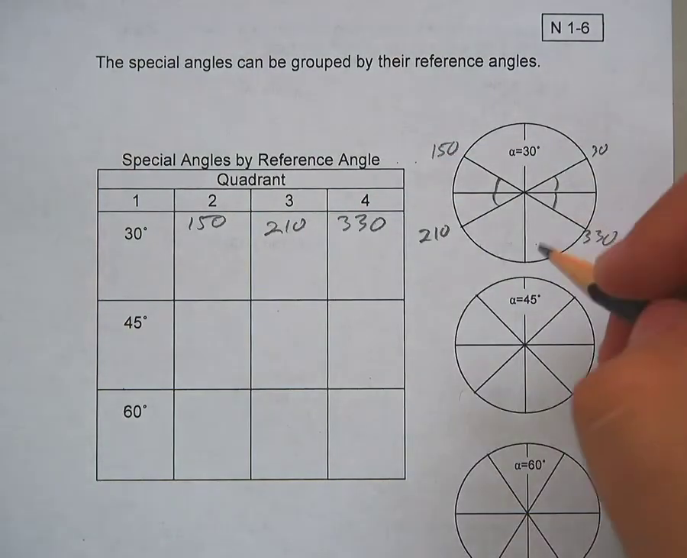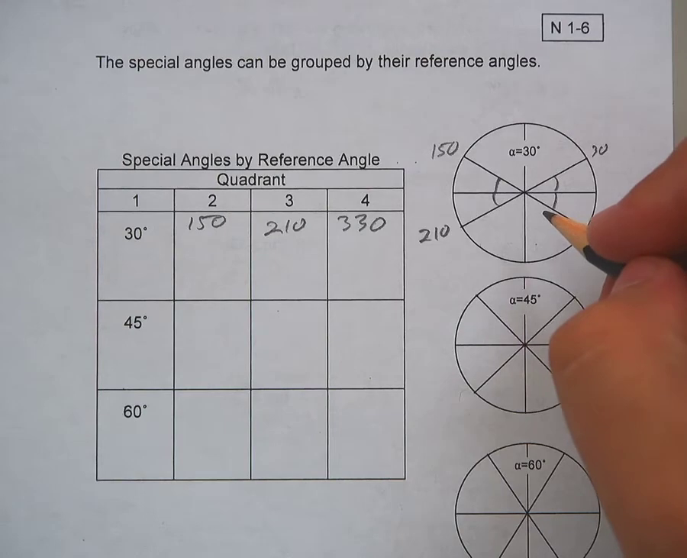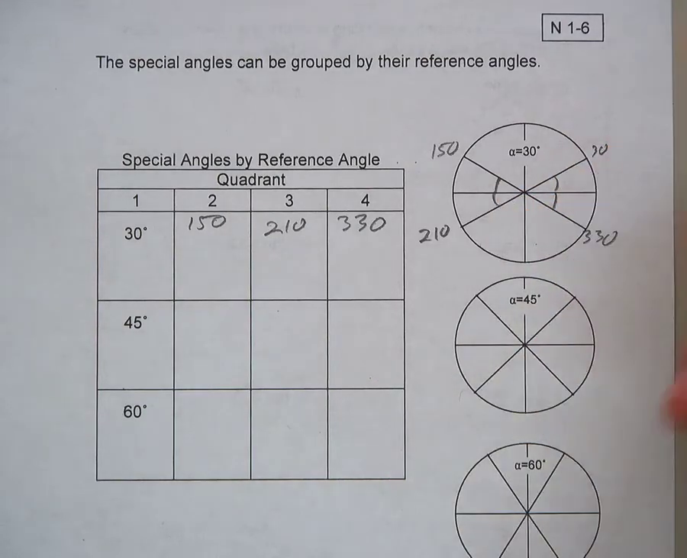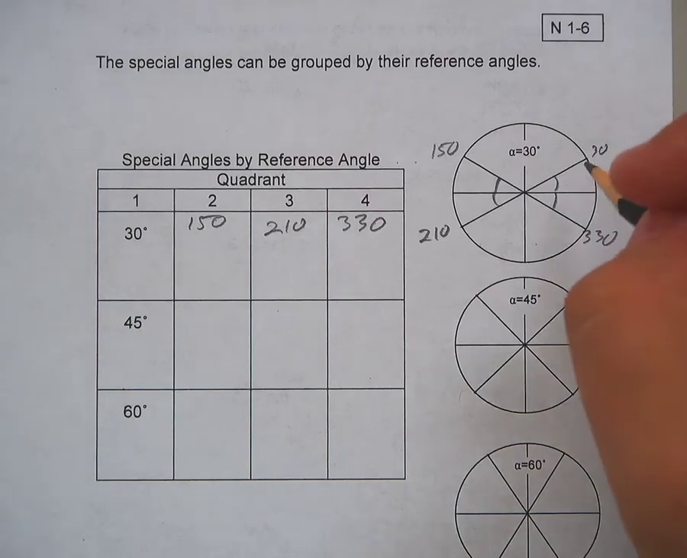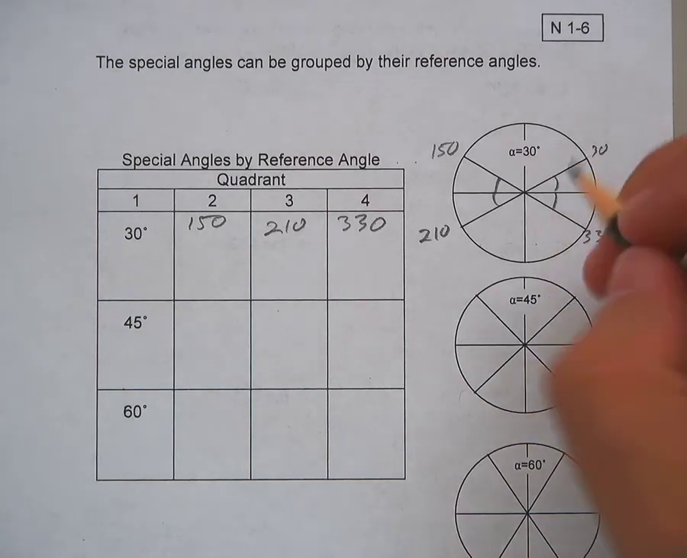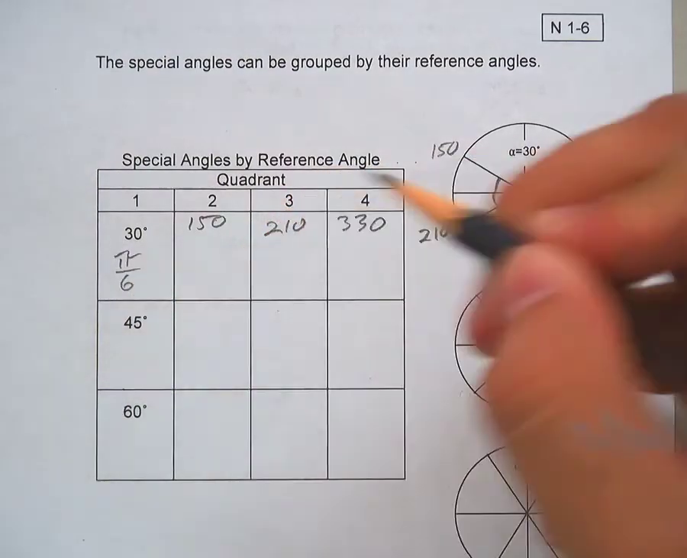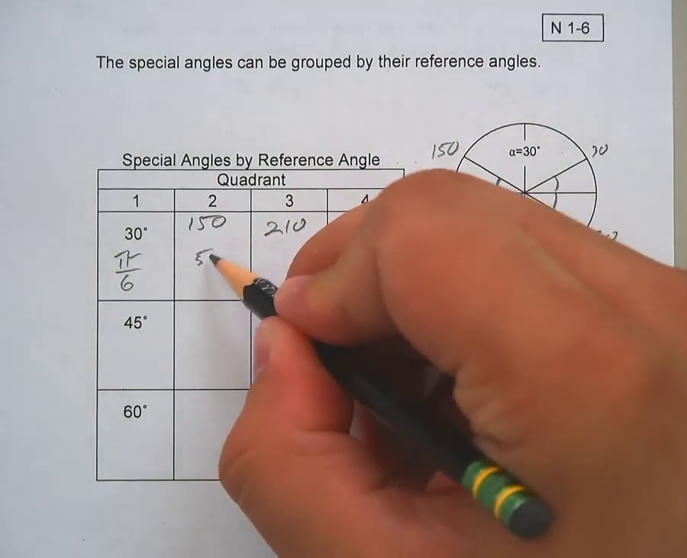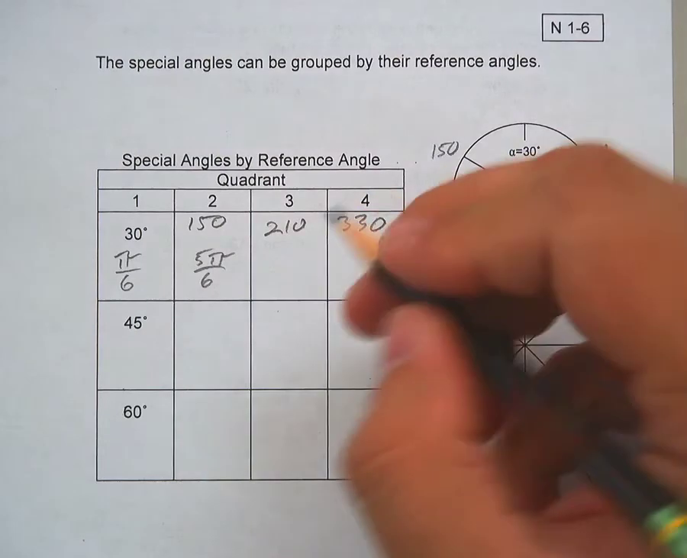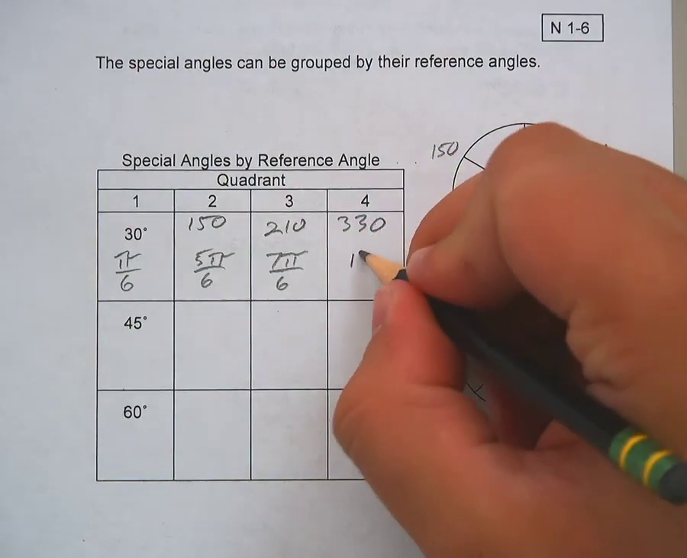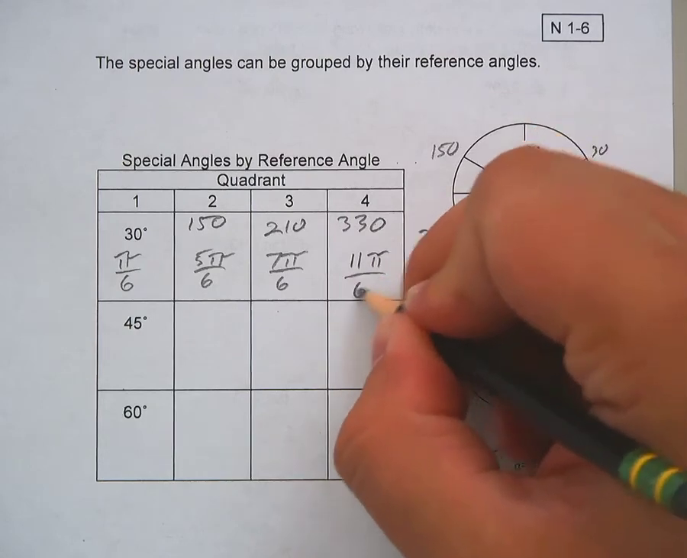Go in and we can do, what do you call them? Brain fart. Radians. Thank you. Radians. We can do radians for these. This will be pi over 6, right? Pi over 6, 5 pi over 6, 7 pi over 6, 11 pi over 6.